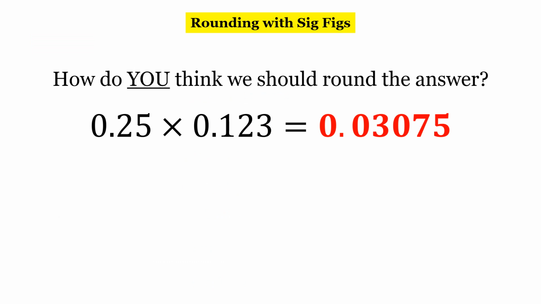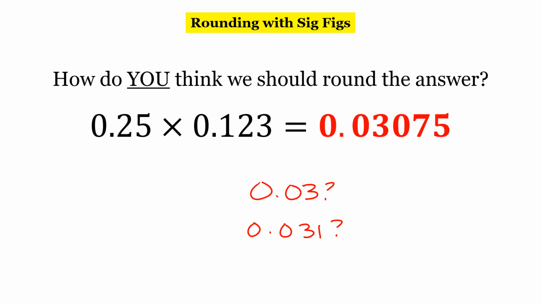So look at this number. We did some math here: 0.25 times 0.123, and we got an answer of 0.03075. How do you think we should round that number? Should we round it as 0.03? Should we round it as 0.031? What's the correct number here? How do we round this?